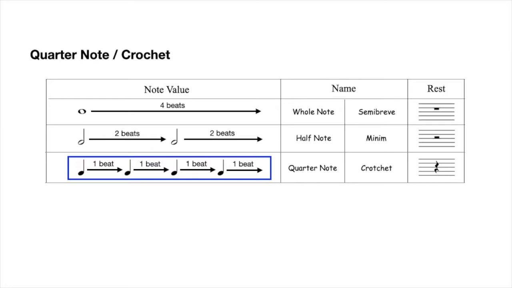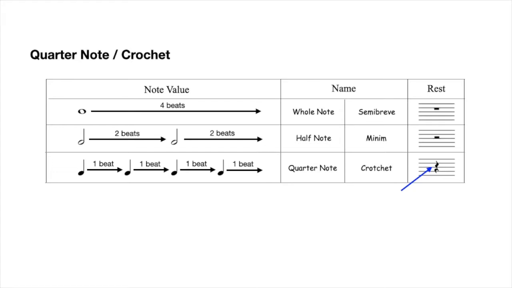That means 4 crotchets or quarter notes make 1 semibreve or whole note, and 2 crotchets or quarter notes make 1 minim or 1 half note. So a crotchet or quarter note rest has a value of 1 beat. This rest is a little more complicated to draw. It sort of looks like a zigzag line. To me, it looks like a little bird with the top wing slightly longer than the bottom wing.